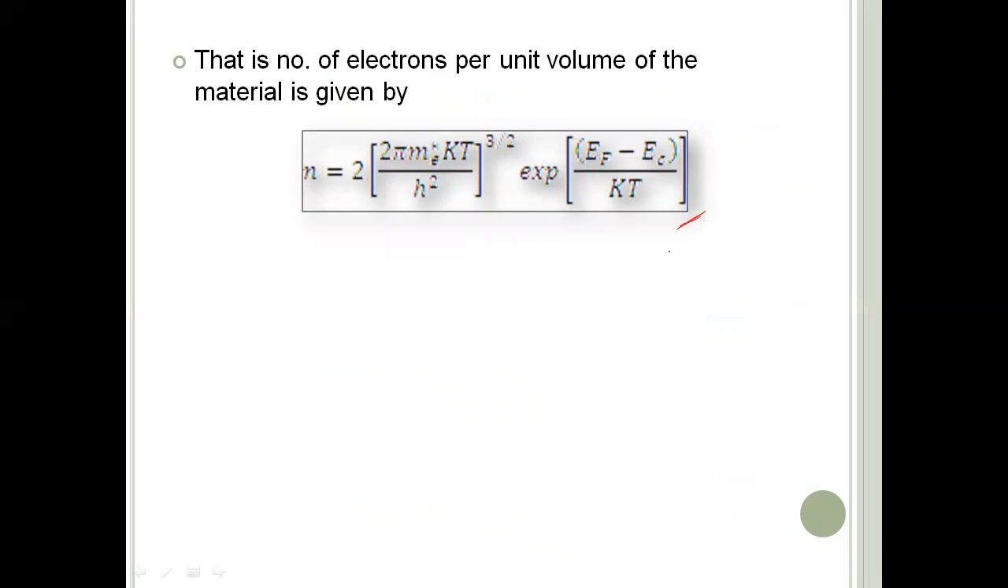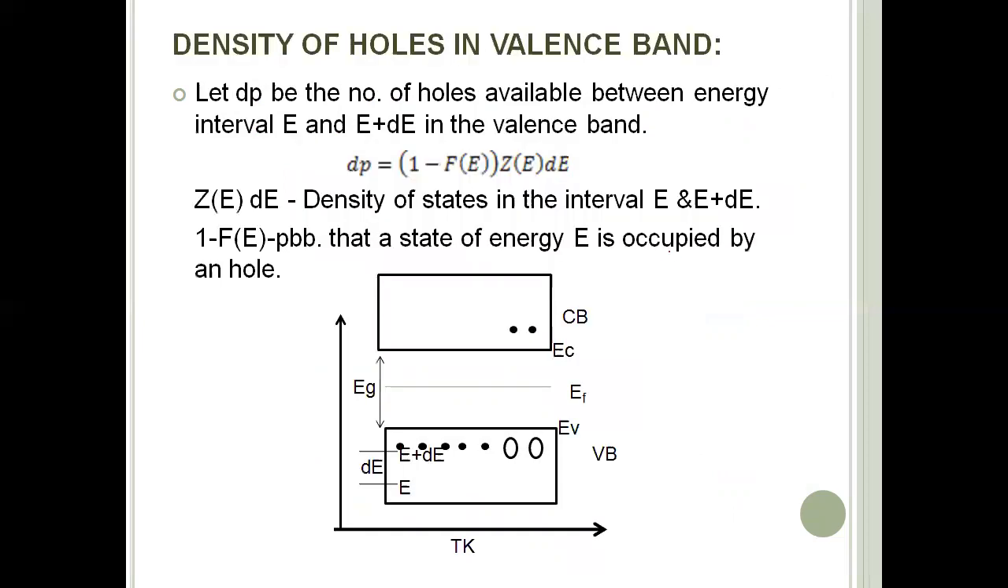In the same way, we have to derive one more expression for the density of holes in the valence band. How? For this, just consider a valence band extending from minus infinity to Ev. In that, we take a small energy interval dE, which has a density of holes dp. Now, integrating dp from minus infinity to Ev will give you the total number of holes in that valence band. So dp is equal to (1 − f(E)) Z(E) dE, where 1 − f(E).